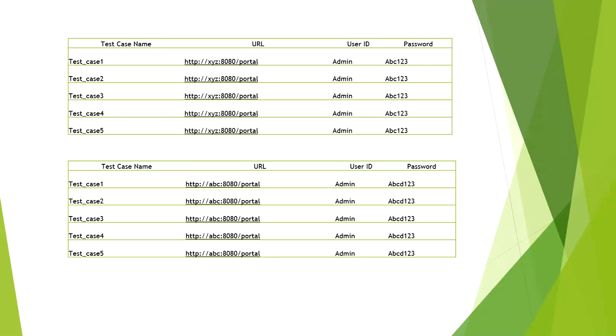For example, I have these 5 test cases. They are using this URL, and the user ID is admin and the password is ABC123. Now, in the next release, suppose this URL changes from XYZ to ABC, and the user ID and password change in some other release. The end user will come and change this URL value in one location, and all the scripts will access it. This is how we use environment variables.